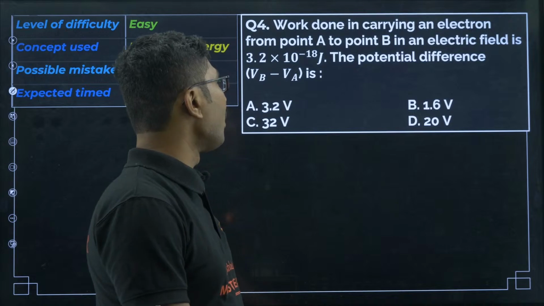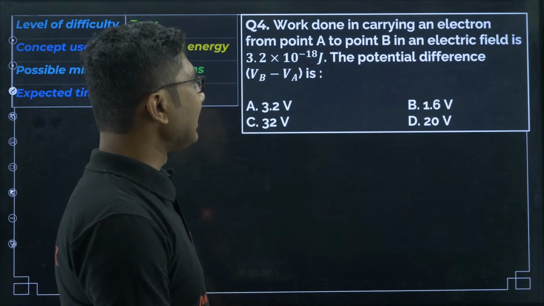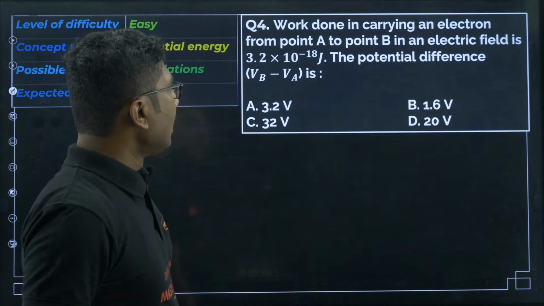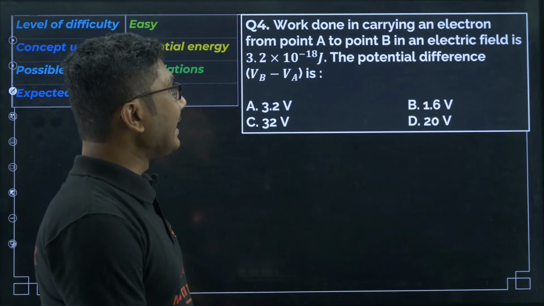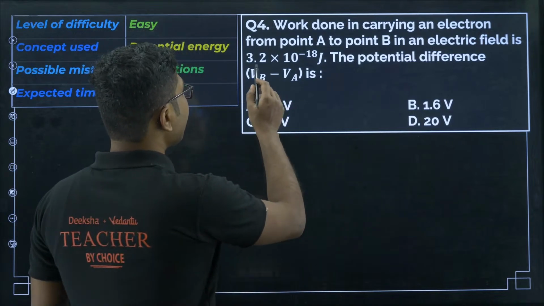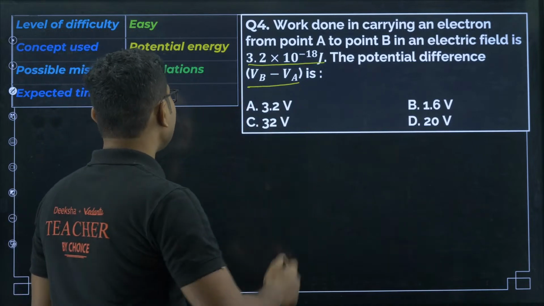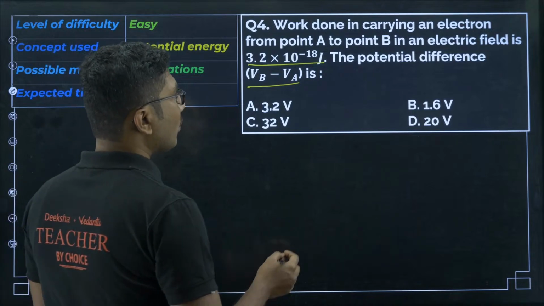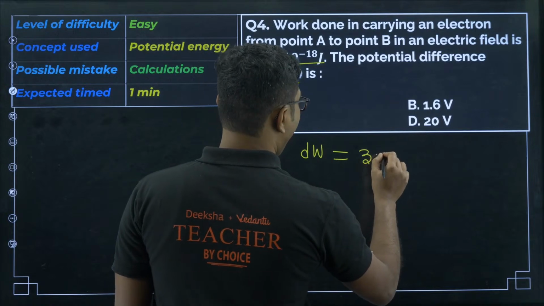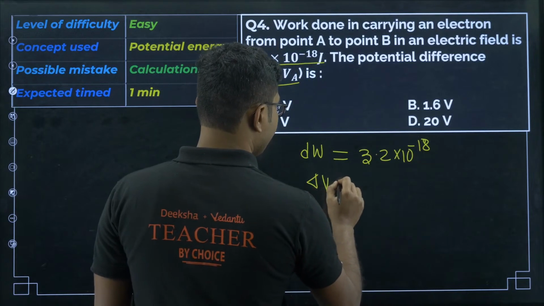Question number 4. Work done in carrying an electron from point A to point B in an electric field is, so basically that is the answer, right? You got the answer. So next question: work done in carrying an electron from point A to point B in an electric field is 3 into 10 to the power of minus 18 joules. The potential difference VB minus VA is. This is an easy question. So work done is given. And they ask you what is the potential difference.